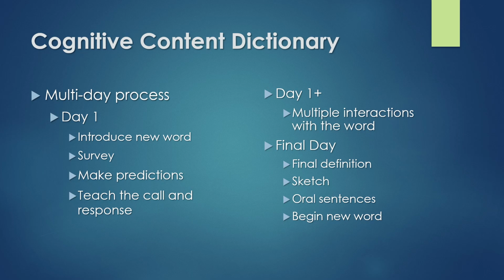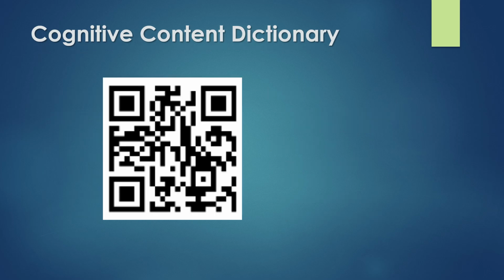You can see this process is very involved, and it's meant to engage students in ongoing discussion and use of their new word in multiple contexts, which is why Tier 2 academic terms fit well with this strategy. Pause the video now and use this QR code to watch an instructional video from our PSD YouTube channel showing the CCD in action.